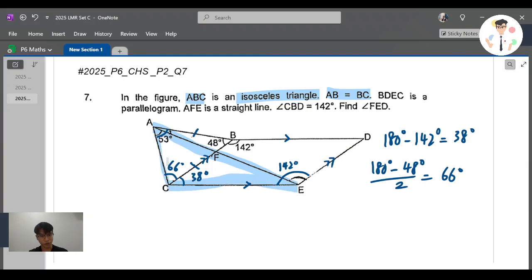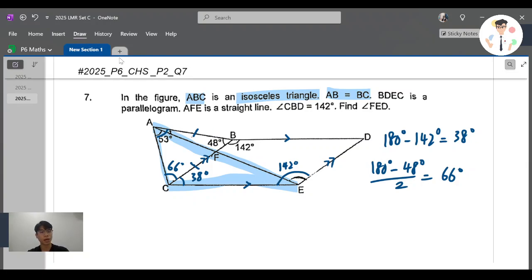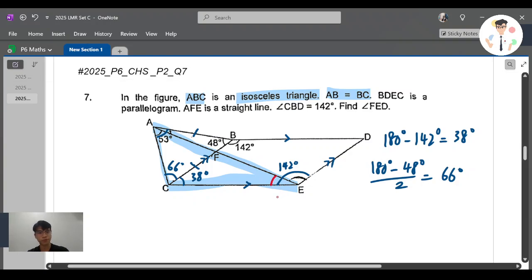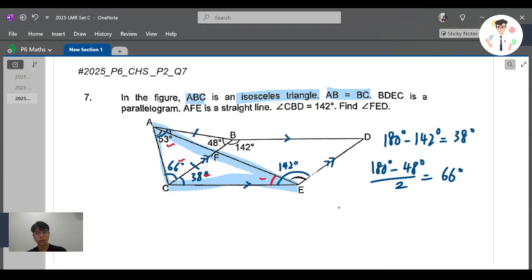That means this 53 plus 66 plus 38 plus the angle here should give you 180. So what I am trying to do now is to find out what is the angle here. Because this plus this plus this plus this is 180, right? So 180 minus 53 minus 66 minus 38. And if you press on the calculator, you should get 23 degrees. So here's 23.